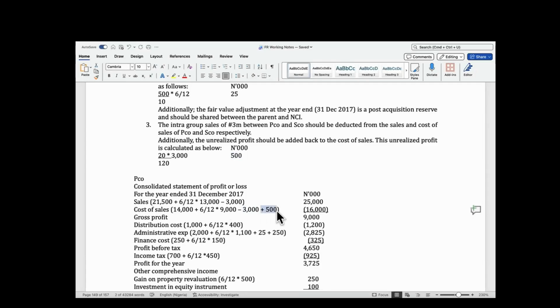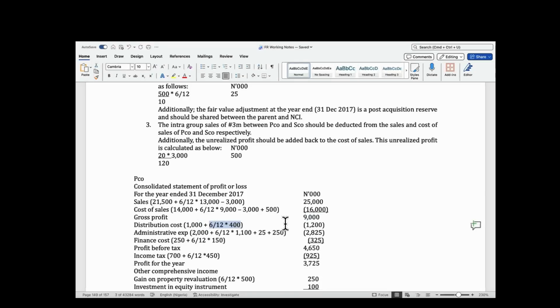Don't think unrealized profit is always 500 though. It's just a coincidence that the last unrealized profit too was 500. It could be any amount. So I added the unrealized profit to cost of sales, and that gave me this. So we have a gross profit of 9,000. Then the next item is my distribution costs from the question. So this is the parent's, plus 6 over 12 of the subsidiary.